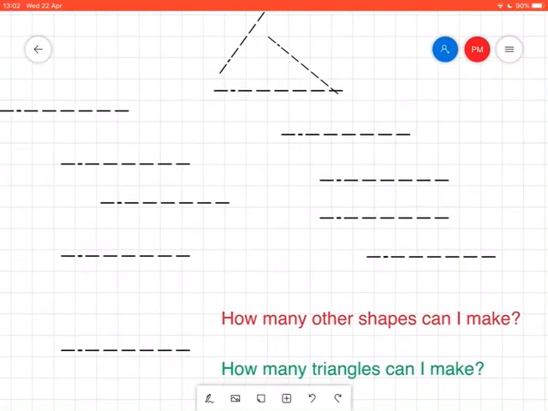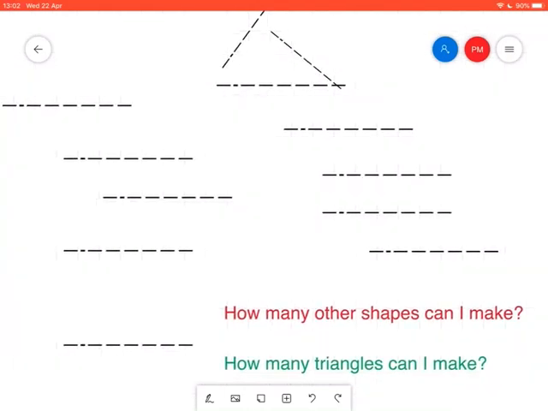Okay, so how many different triangles can you make with your 12 lines, straws, pencils? And then the second part of the challenge, the red chili, is how many other shapes can you make? So I've got 12 lines. How many different shapes can I make with those 12 lollipop sticks?